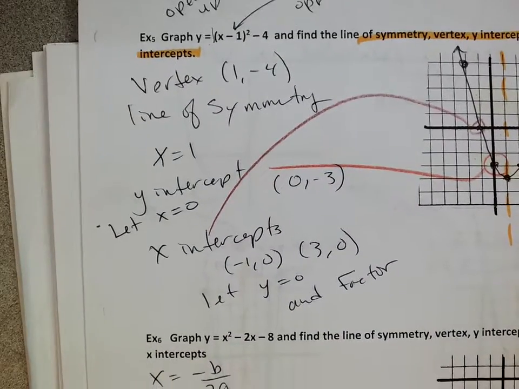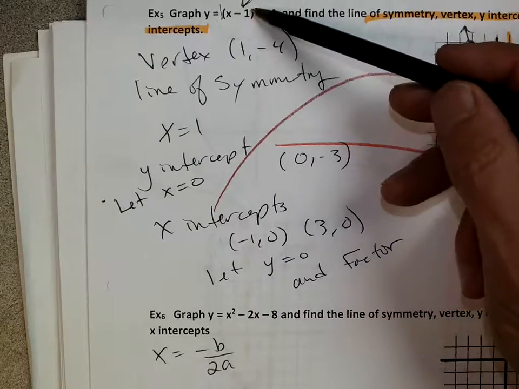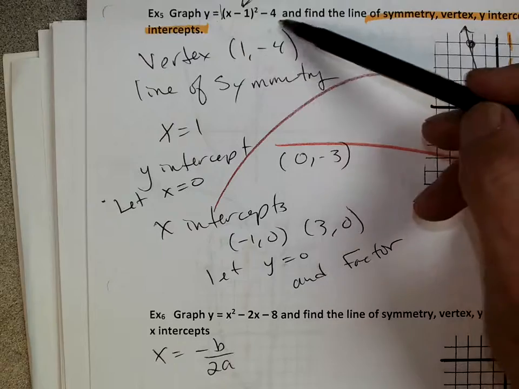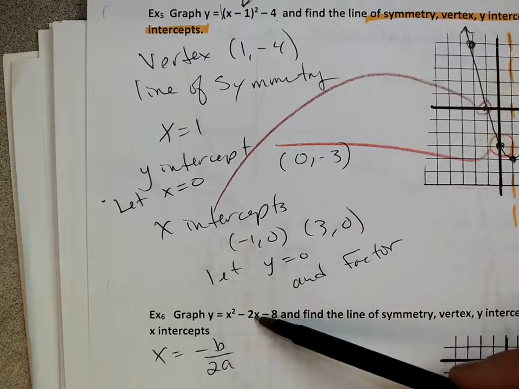So before I go any further, do you see the difference between the two types of parabolas? This one's the quantity squared. It's in vertex form. Vertex is easy. I like vertex form. This is in what we call standard form. It means, dang it, we got a lot of work to do. Okay, so negative b over 2a.